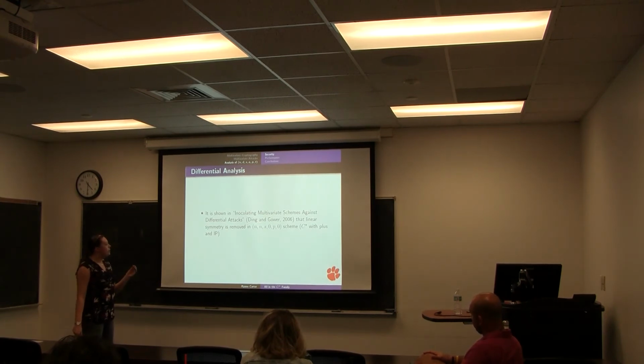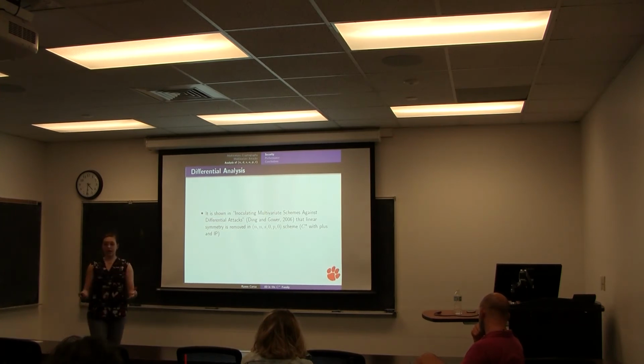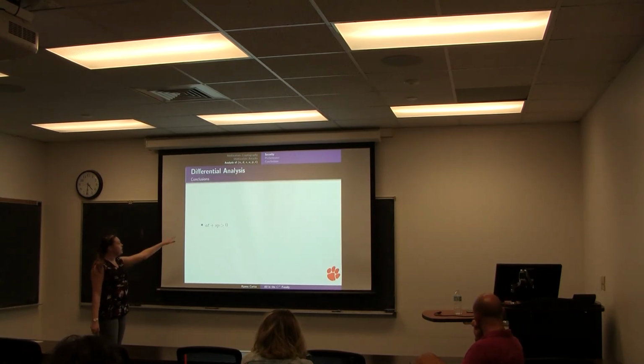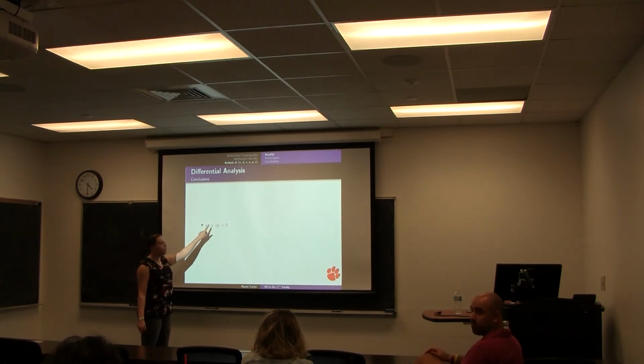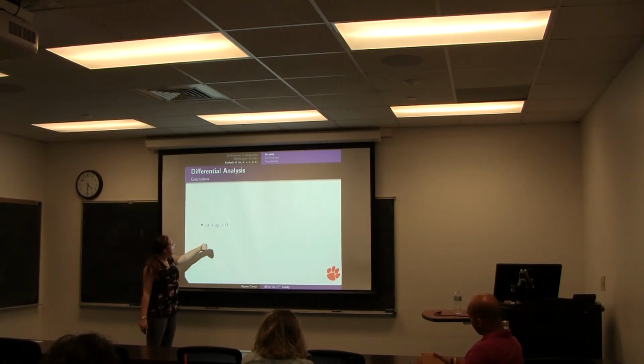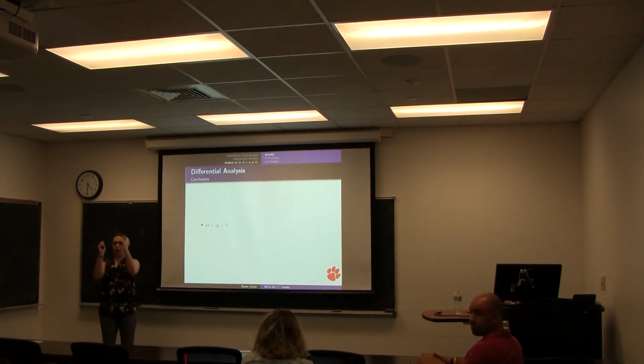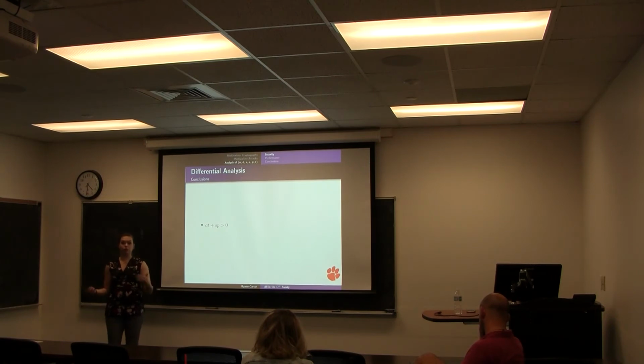All right, but then what happens if I just have the IP and the plus modifier, and I do not have my projection, and I do not have the minus? In "Inoculating Multivariate Schemes Against Differential Attacks," it was shown that linear symmetry is removed in that case as well. So what we've really seen is that we need either minus and projection, or we need both IP and plus. As long as we have one of those pairs, then we're fine. We don't have to worry about those differential symmetry attacks.